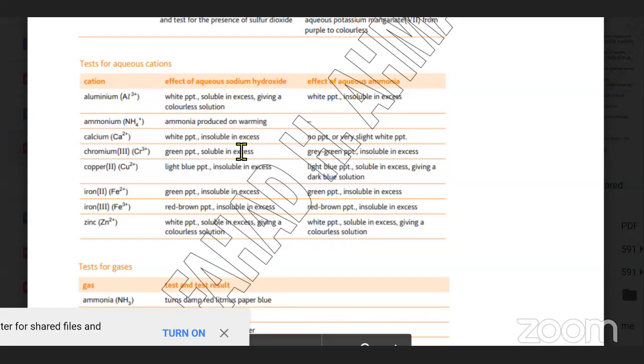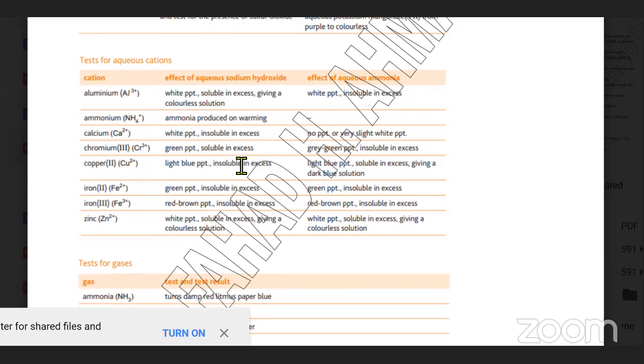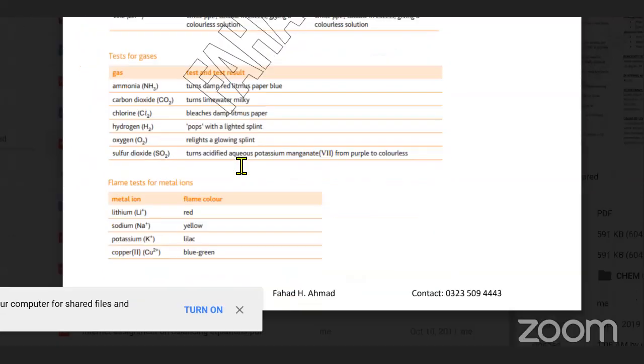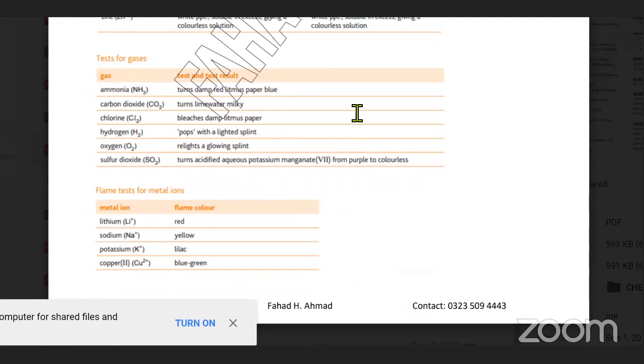Anyways, there is no shortcut, ठीक है? You have to, this is very important for ATP. You have to remember the test and then the test for gases and then some of the flame tests as well. So you have to remember all of these. तो इसको प्रिंट करके अपने सामने लगा लो और रख लो. चलो ठीक है, we move on.